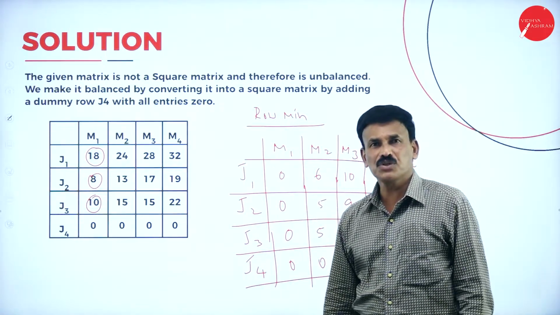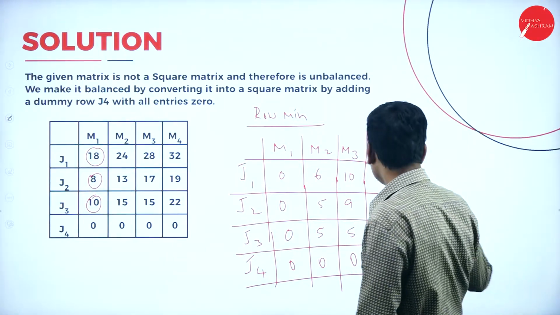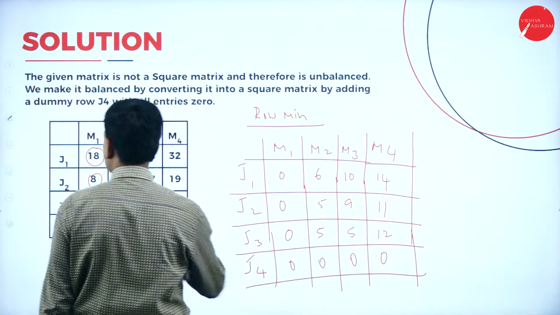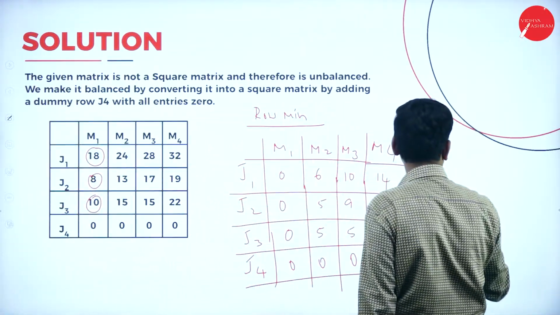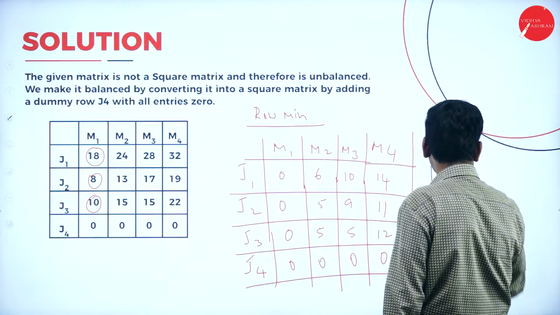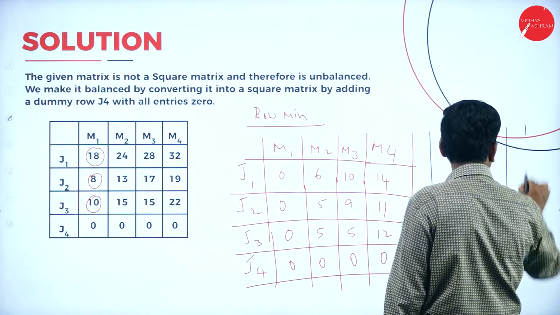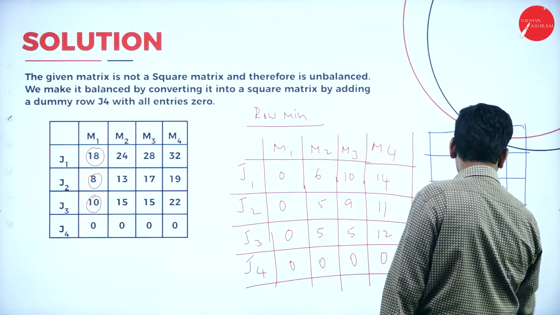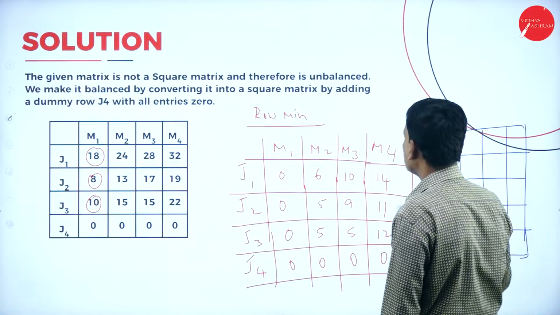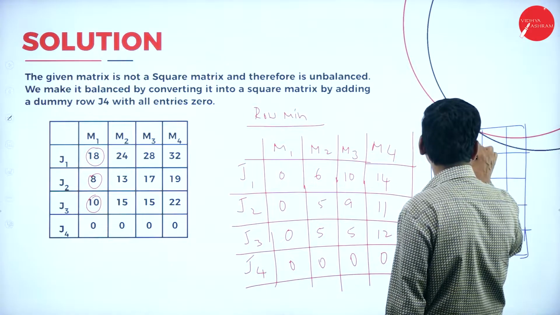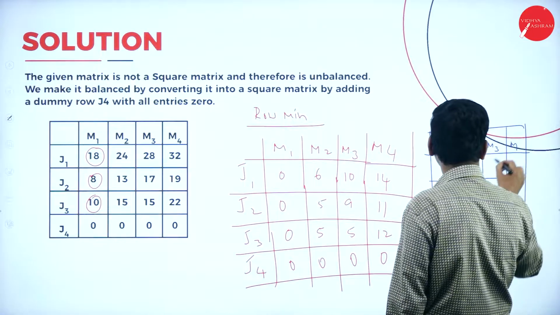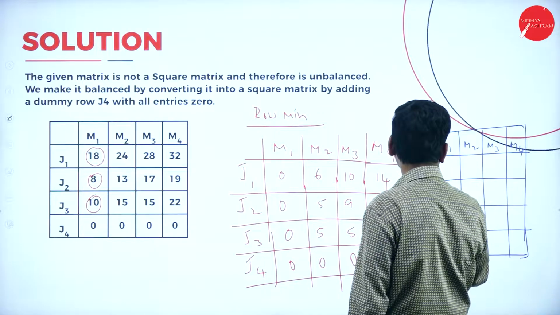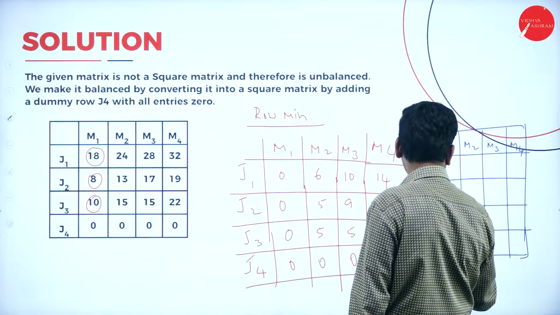Now, similarly, let us go to the column minimization. So, from this, we are going to do column minimization. Now, let me do column minimization. Same here, let us consider the same matrix. Here these are M1, M2, M3, M4 and here these are J1, J2, J3 and J4.